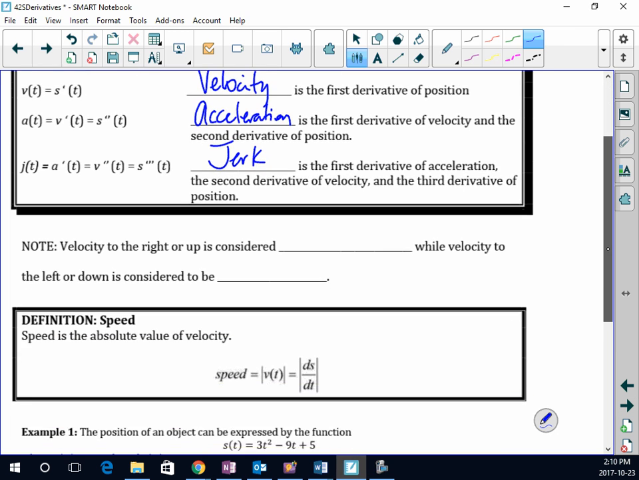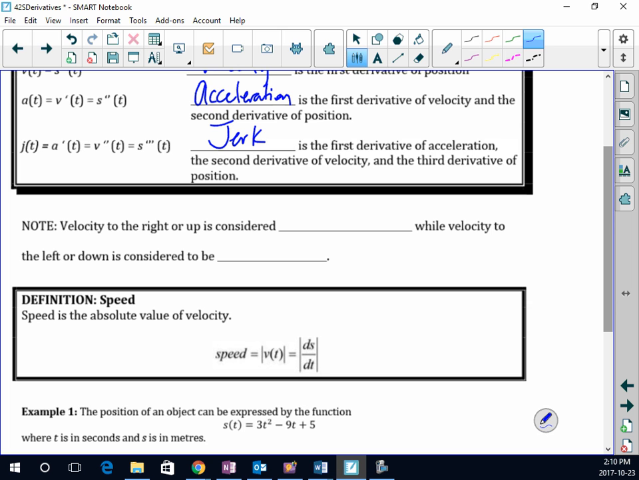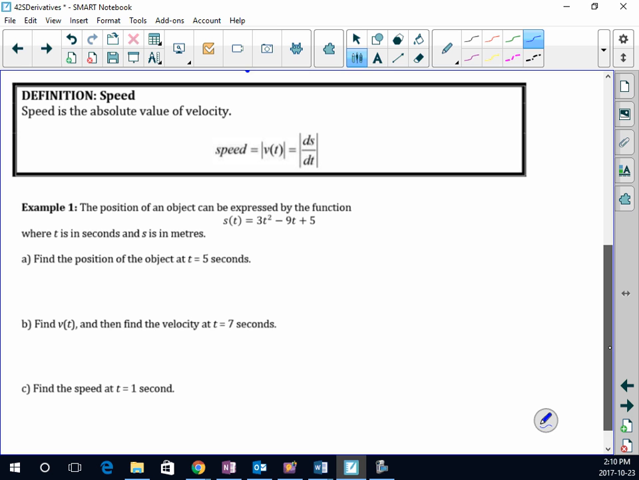Velocity to the right or up is considered positive. Does that make sense? While velocity to the left or down is to be considered negative. And here's something for all you physics people. Speed is the absolute value of velocity. So velocity can be negative or positive. However, speed is always going to be positive. Okay.